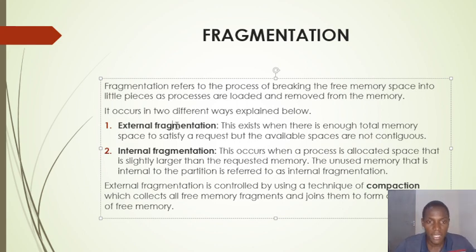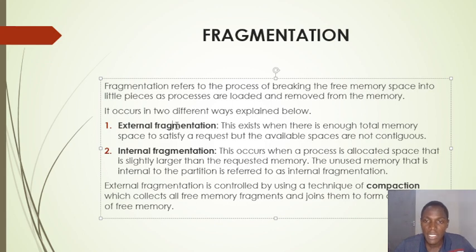So there is external fragmentation and internal fragmentation. External fragmentation exists when there is enough total memory space to satisfy a request, but the available spaces are not contiguous. That is, someone requests 1 acre. Yes, you have even more than 1 acre of land, but the plots are not in the same location.